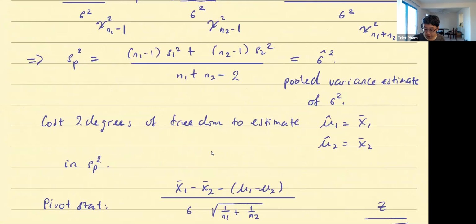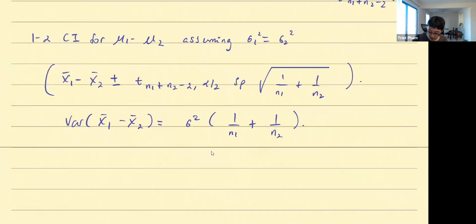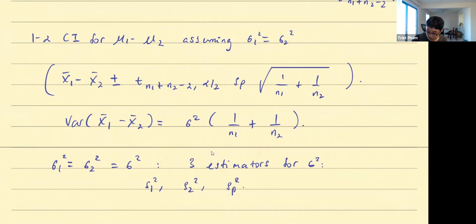you have 3 candidates, right? In the context, this is just a side remark, really, but it's interesting by itself. Suppose you have, in this assumption, you have 3 estimators for sigma square, right? S1 square, S2 square, SP square.